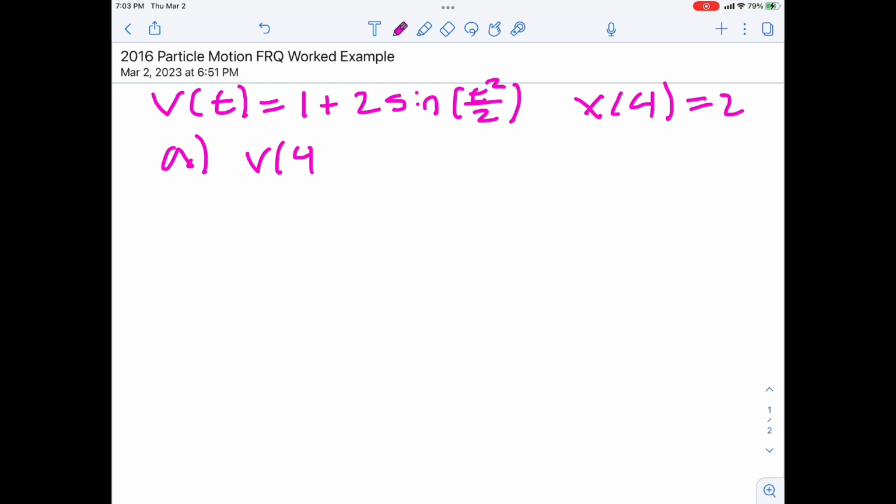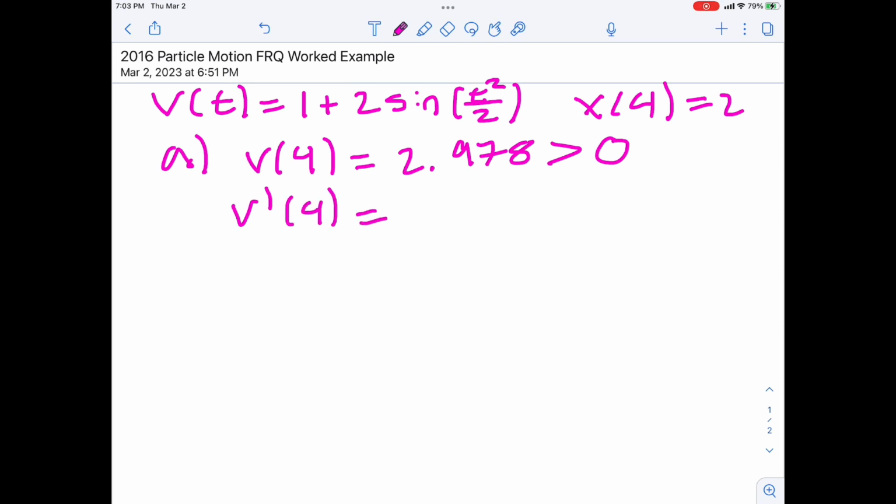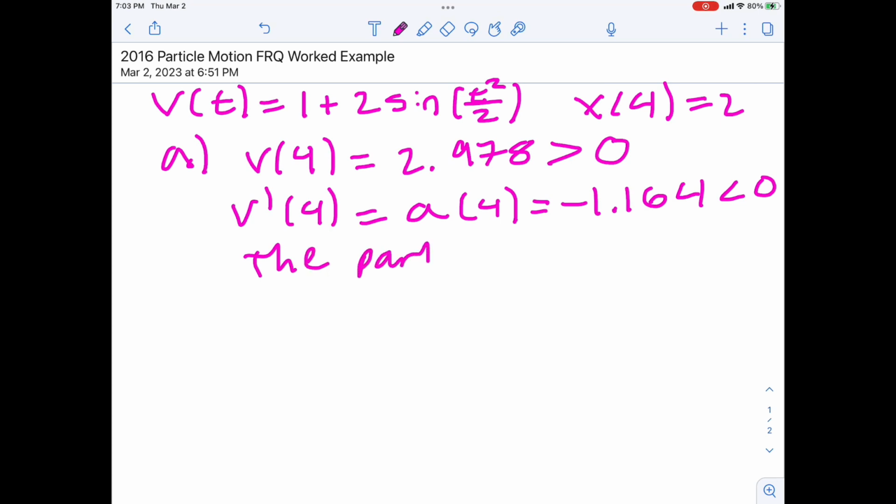So if we say v of 4, I went ahead and did this on my calculator before this, you get 2.978, which is greater than 0. So this is like moving to the right. And then if we do v prime of 4, which just equals your acceleration at 4, this equals negative 1.164, which is less than 0. So therefore, the particle is slowing down.